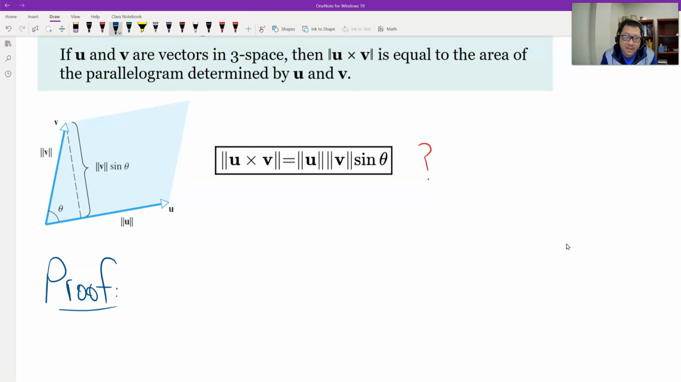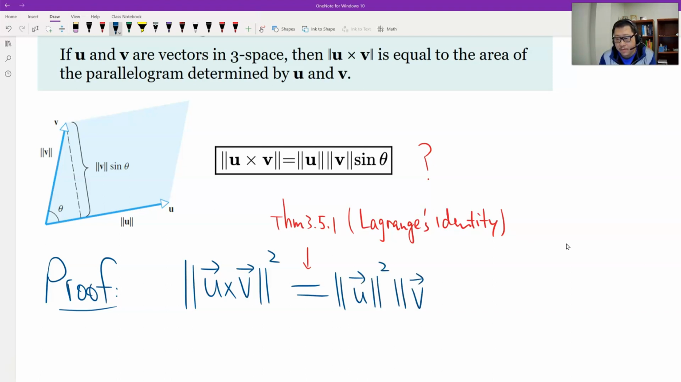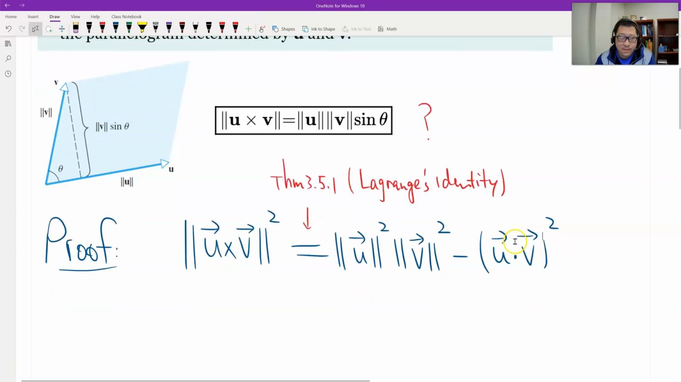We can square first, because Lagrange's identity says the square of the norm of a cross product can be calculated by the dot product. So we start from the norm squared, by Theorem 3.5.1, Lagrange's identity. Just use this one property. We can get the answer, which is the norm of u squared times the norm of v squared minus the dot product squared. That's a super famous identity.